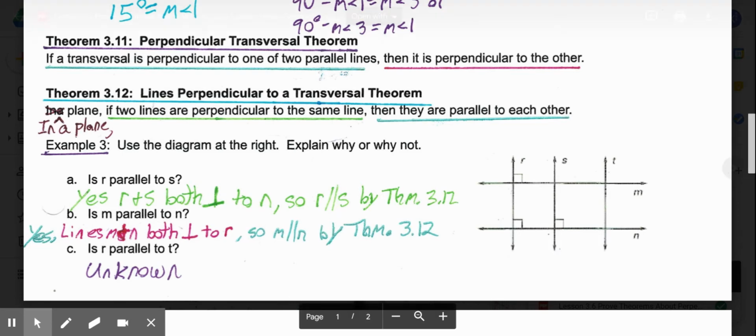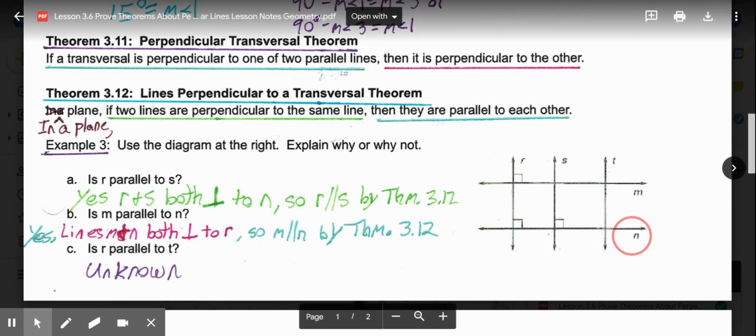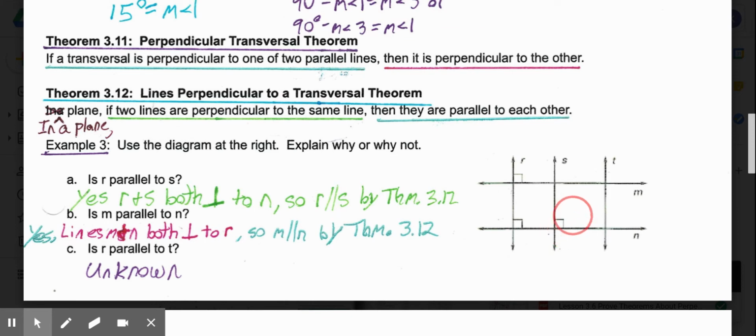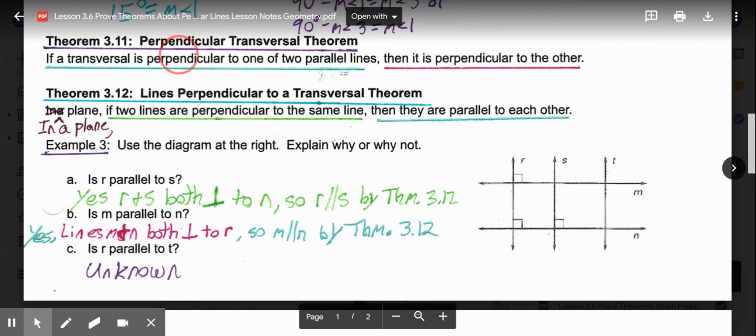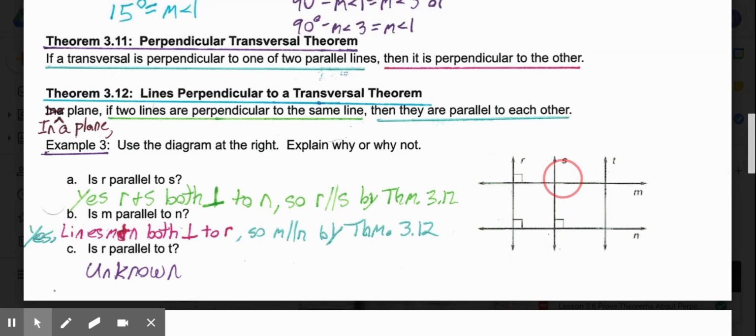So if I look down at this diagram, if I told you lines M and N are parallel, and if S was perpendicular to N, then S is also perpendicular to M based on the perpendicular transversal theorem, because S is the transversal of lines M and N. So if we knew M and N were parallel, then S being perpendicular to N means it's also perpendicular to M.